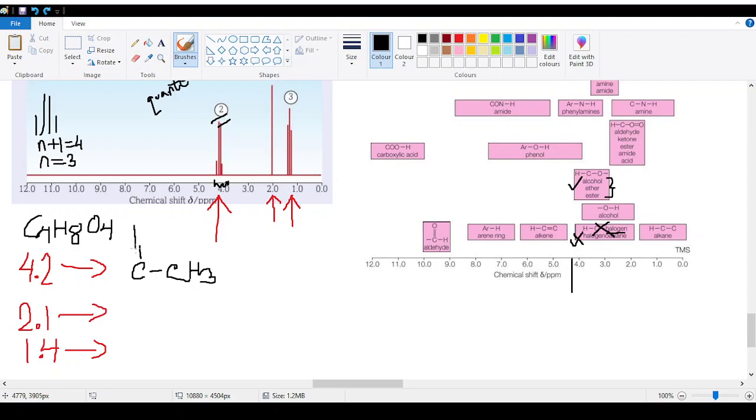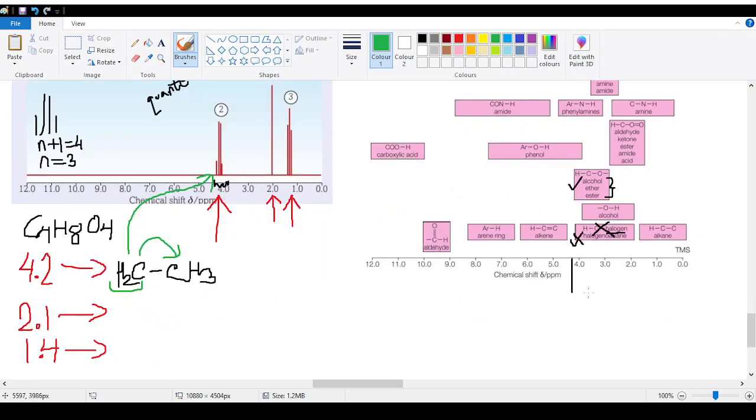So something like this. CH2. That means what I'm trying to say here is that there were two hydrogens responsible for this peak. Why is this peak a quartet? Because the neighboring carbon atom had three hydrogen atoms. Is that fine? Okay.